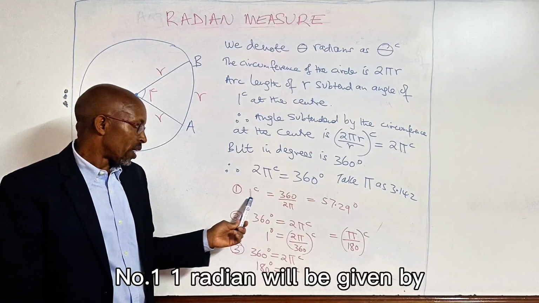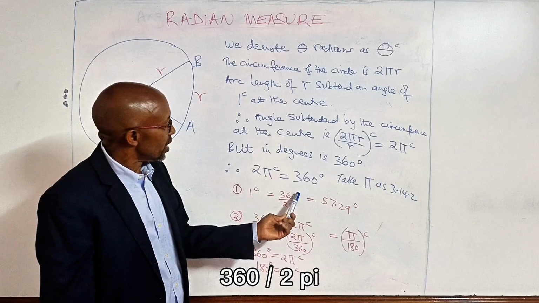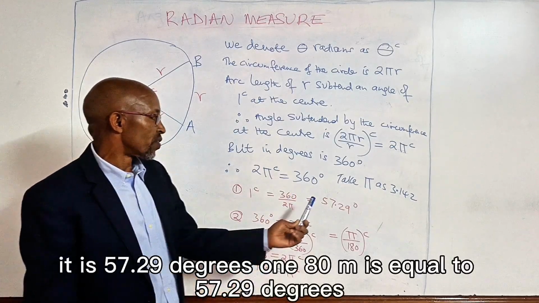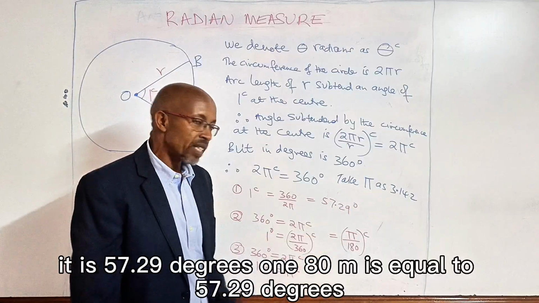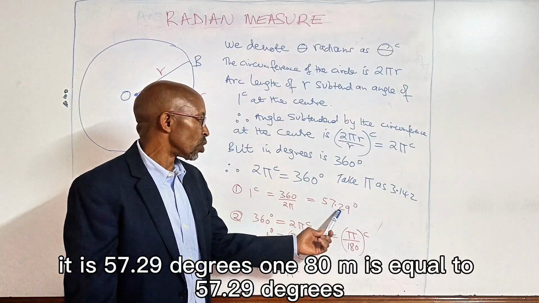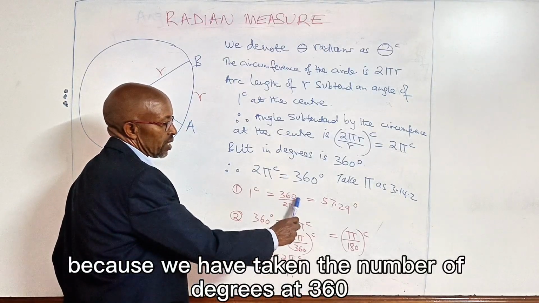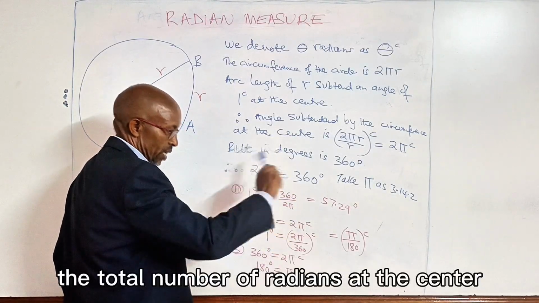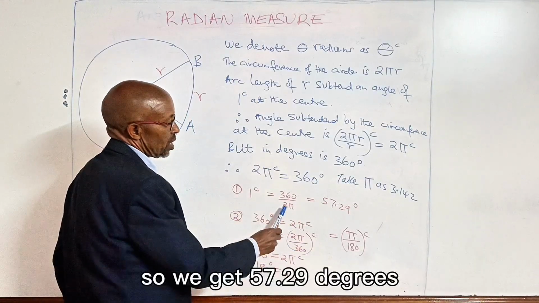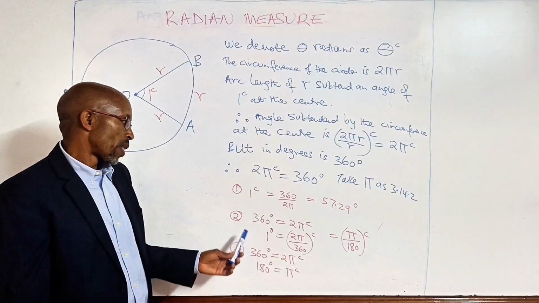Number 1, radian will be given by 360 divided by 2 pi, which is 57.29 degrees. 1 radian is equal to 57.29 degrees. Because we have taken the total number of degrees as 360, we are dividing by the total number of radians at the center. So we get 57.29 degrees.